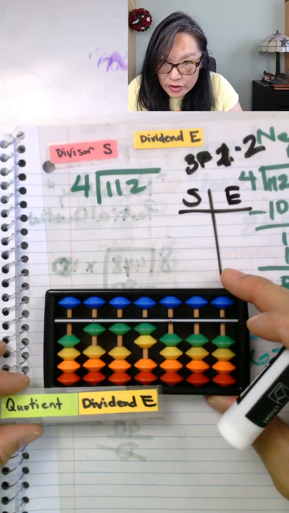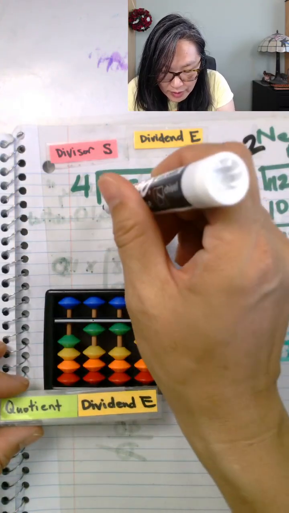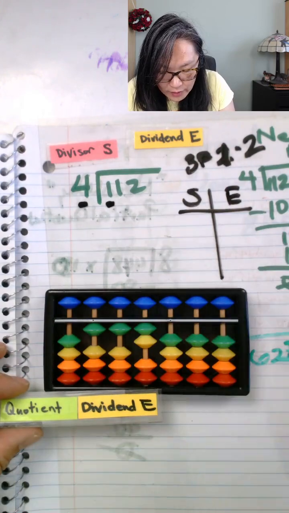We're going to do division on the abacus, Jordan. Thank you for joining.